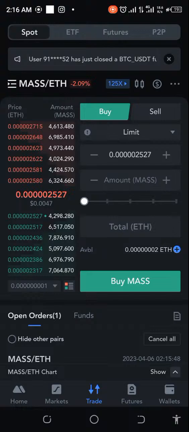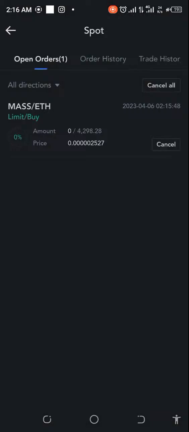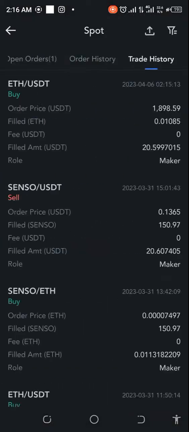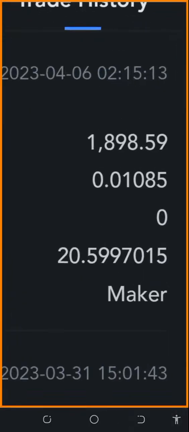So let's go to the trade history and see how much we bought ETH for, and that's what we're going to use to go ahead with this. So we bought ETH at 1898. Am I sure?